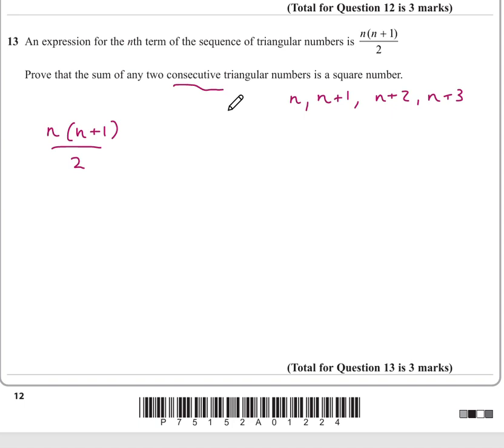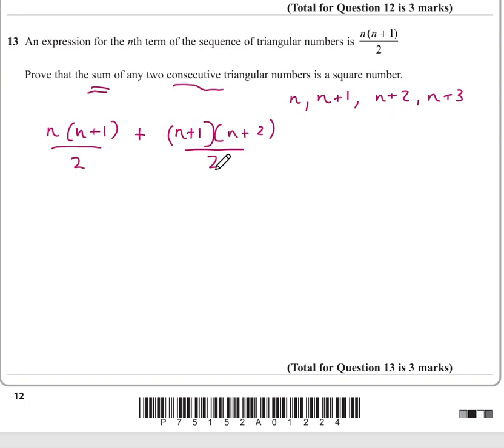If we're going to think about the next, and we're going to think about the sum of them as well. So the next triangular number, so if we add 1 to n, we're going to get n plus 1. And if we add 1 to n plus 1 here, we're going to get n plus 3.